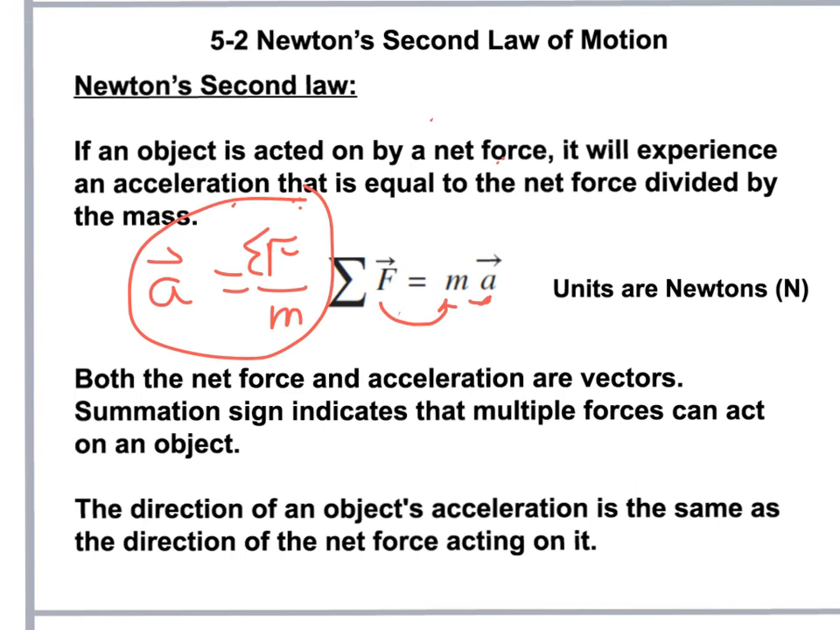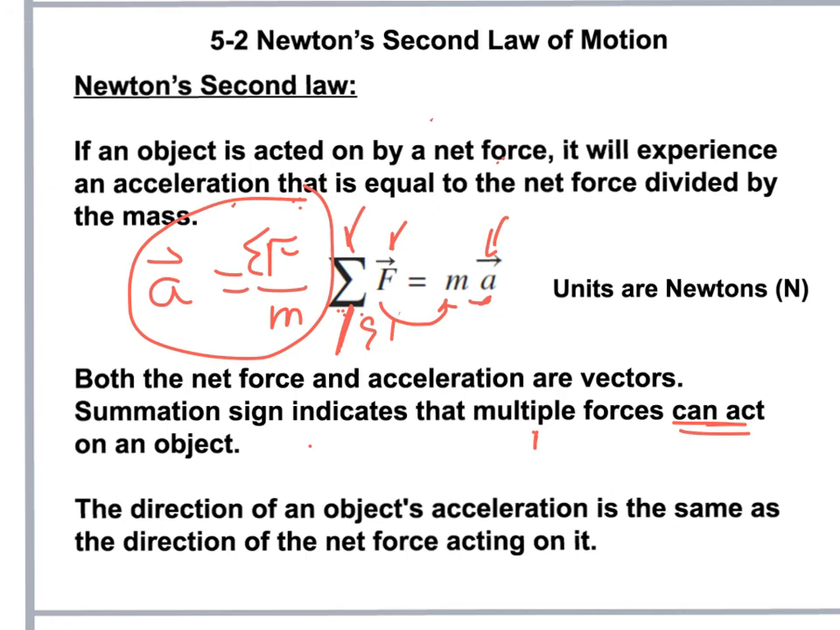So both the net force and the acceleration are vectors, and we see that by our vector sign here. And then this is a summation sign, a sigma, and it indicates that multiple forces can act on an object. It doesn't have to be multiple forces. You can have one force, but either way, it's the summation of one force or the summation of many.